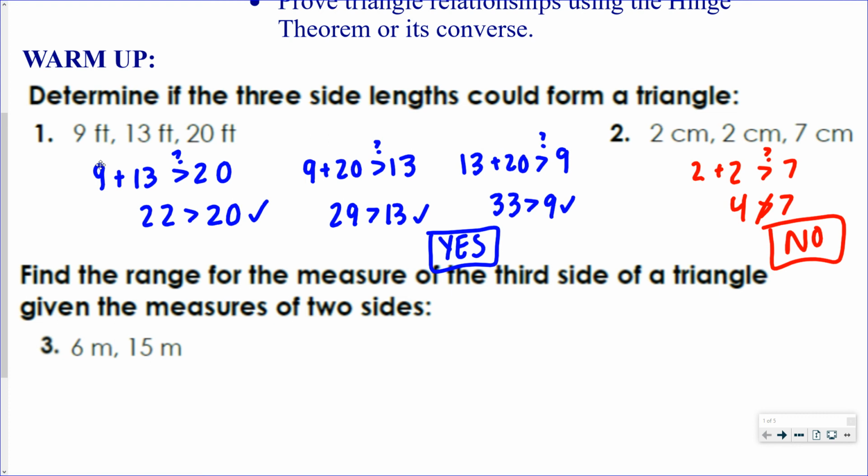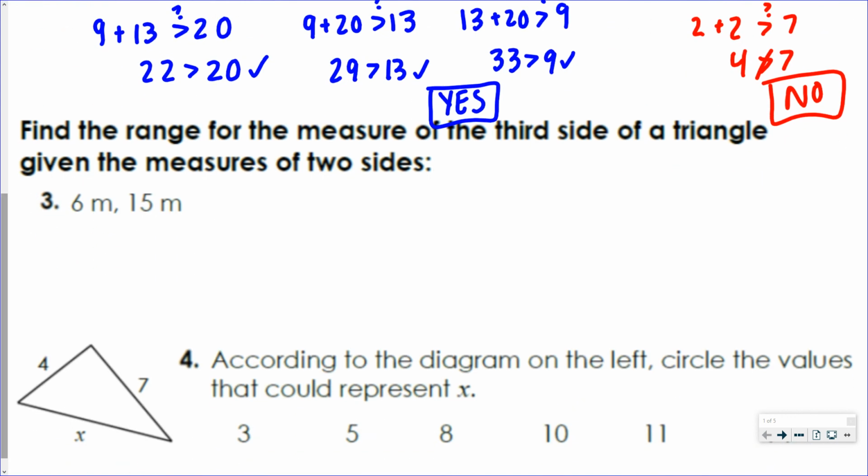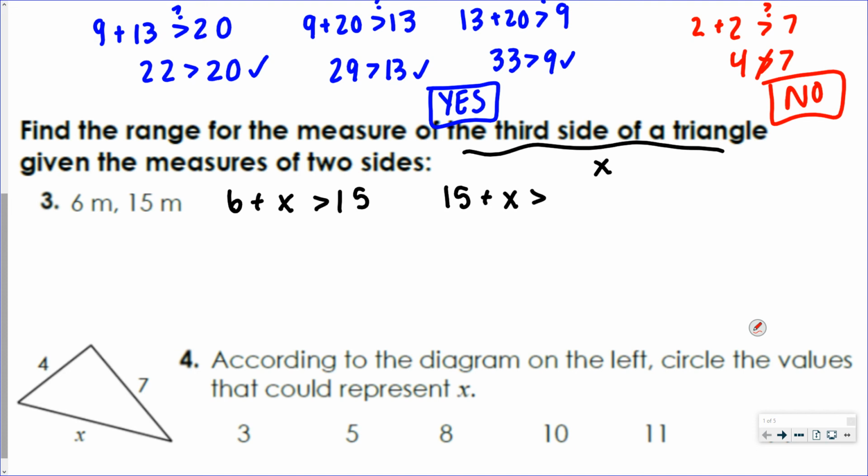Next one. Find the range for the measures of the third side of a triangle given the measures of two sides. Okay, so I showed you that I kind of use X to represent my third, unknown side. And again, triangle inequality theorem, I just have to show each side sum. So I'll start with 6 plus my unknown. That has to be greater than my other side, 15. Same as 15 plus my unknown side has to be greater than 6. And my two given sides, their sum has to be greater than that unknown side, X, as well.